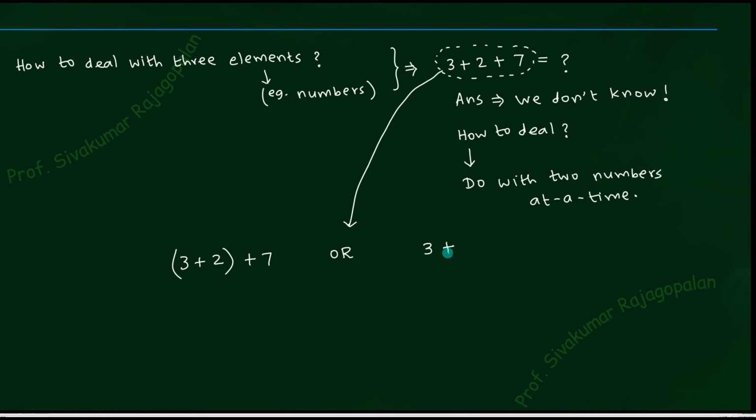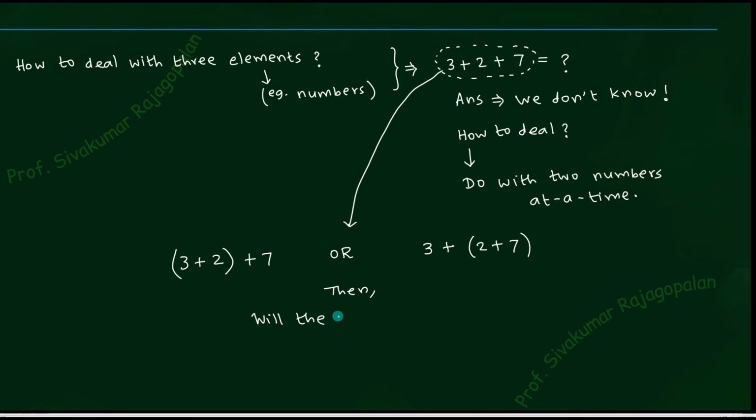Or another option is 2 and 7 you combine together so that we have two at a time. So now you see, we always have two at a time when you combine them. So that's what we get. But however, what happens is you have two options, whether to combine this way or that way.